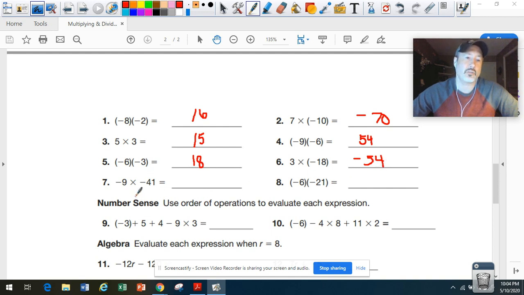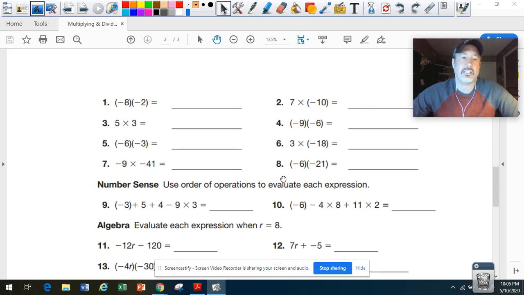Okay, over here, next one here, a negative times a negative. So right there, we automatically know it's going to be a positive. So negative 9 times negative 41 is positive 369. Okay, and then finally over here, negative 6 times negative 21, signs are the same. They're both alike, so my answer is going to be positive. My answer is going to be 126. Okay, hopefully you guys understood how to do those ones there.